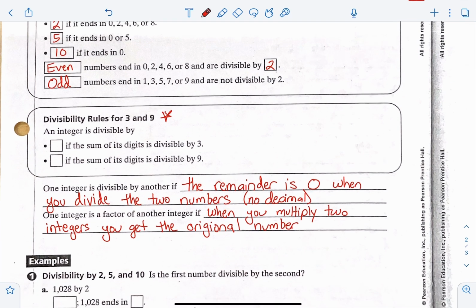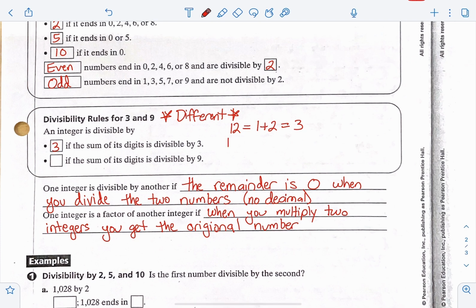When we're looking at the 3 and 9 divisibility rules, they're a little bit different. You cannot do these tricks for anything else. You can only do it for 3 and 9. So, an integer is divisible by 3 if the sum of its digits is divisible by 3. So what that means is, if I'm looking at 12, the sum of its digits would be 1 plus 2, because 1 and 2 are the digits in 12. 1 plus 2 is 3. 3 is divisible by 3. So 12 is divisible by 3.